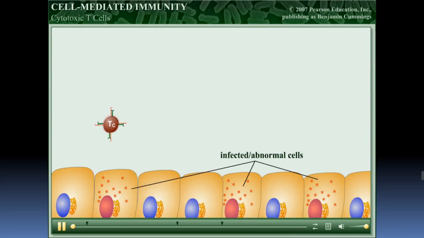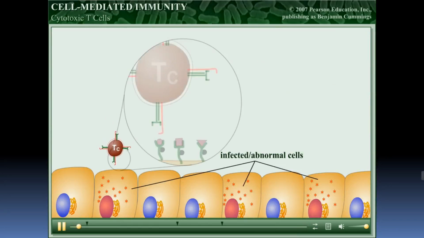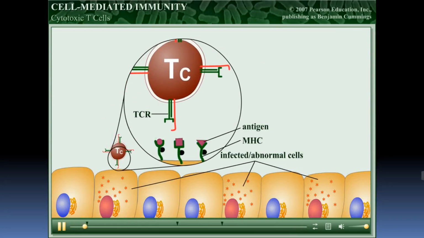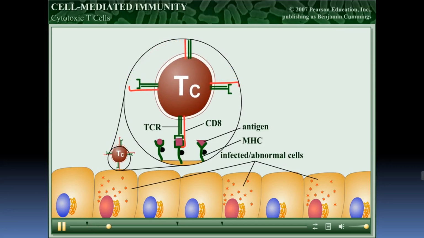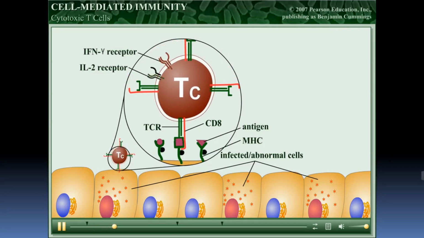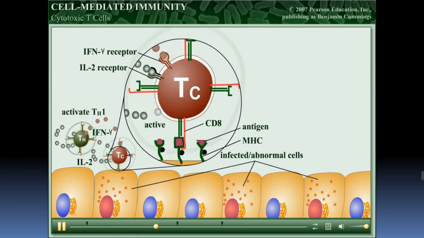Each cytotoxic T cell produces a unique T cell receptor, which corresponds to a specific antigen. Each cytotoxic T cell also produces a receptor called CD8, which recognizes the MHC molecules of infected cells. When a cytotoxic T cell encounters an infected cell with a specific antigen bound in an MHC molecule, the cytotoxic T cell produces receptors for interleukin-2 and other cytokines such as gamma interferon, IFN-gamma. The cytotoxic T cell can then be activated by cytokines from activated helper T cells.